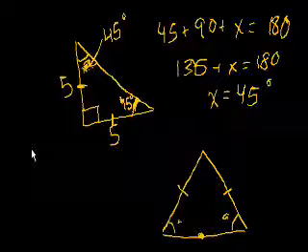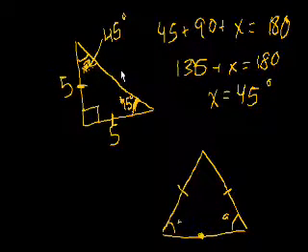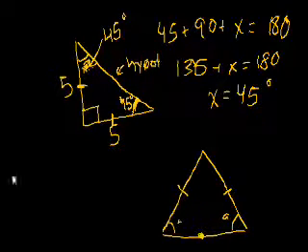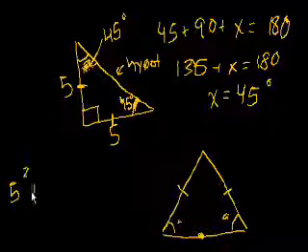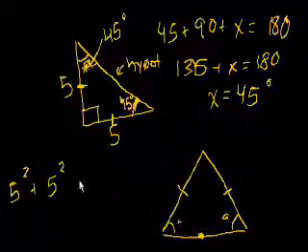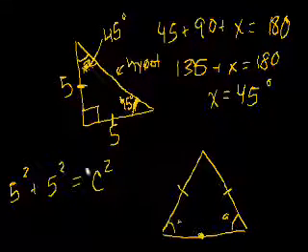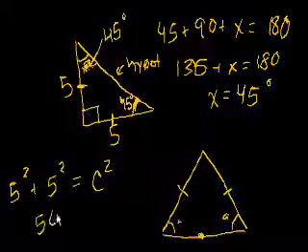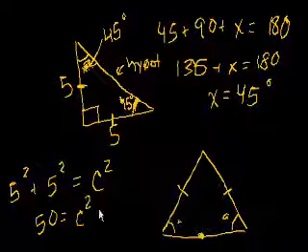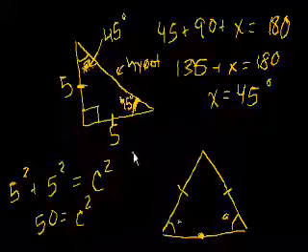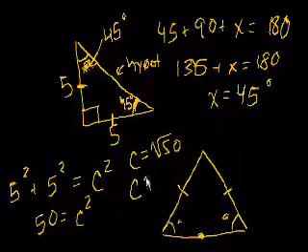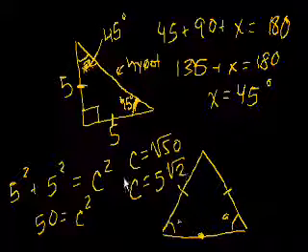And now we can do the Pythagorean theorem. We know this is the hypotenuse, right? So we could say 5 squared plus 5 squared is equal to, let's say c squared, where c is the length of the hypotenuse. Well, 5 squared plus 5 squared, that's just 50, is equal to c squared. And then we get c is equal to the square root of 50. And 50 is 2 times 25, so c is equal to 5 square root of 2.